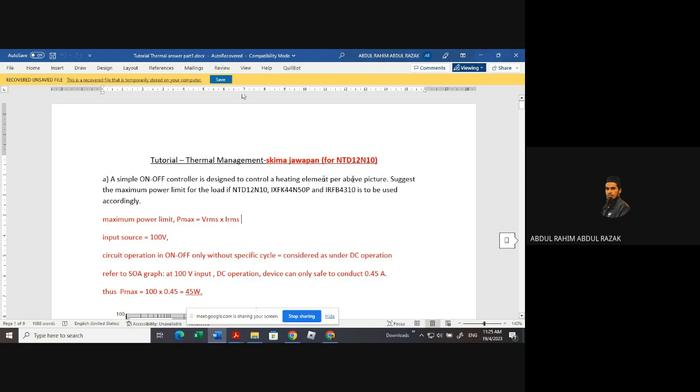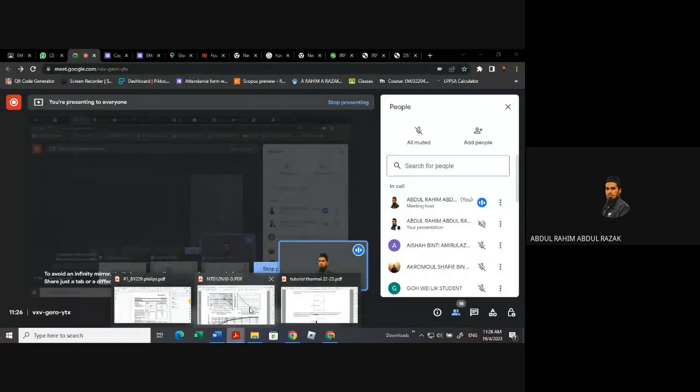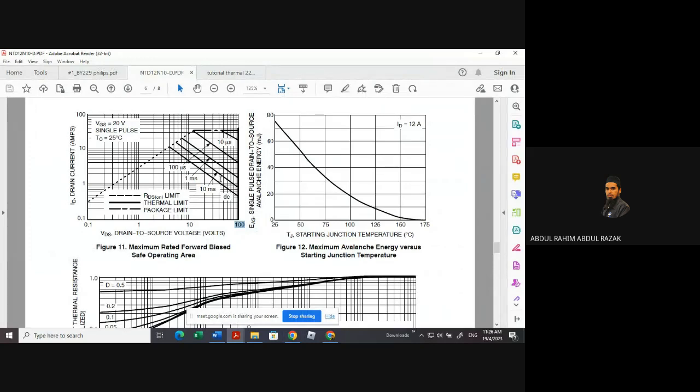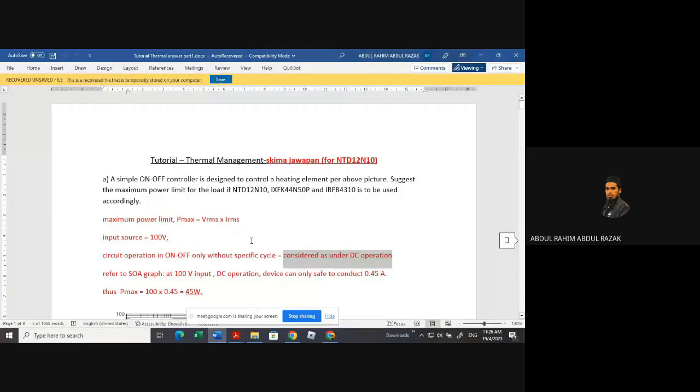Then in this kind of operation, we are considering that this application work under DC operation because we don't know. It does not even reach this kind of range, which is the lowest range. How much? 10 microsecond. So dia akan berada pada DC kind of operation. So when DC operation, so we use that curve of DC operation.